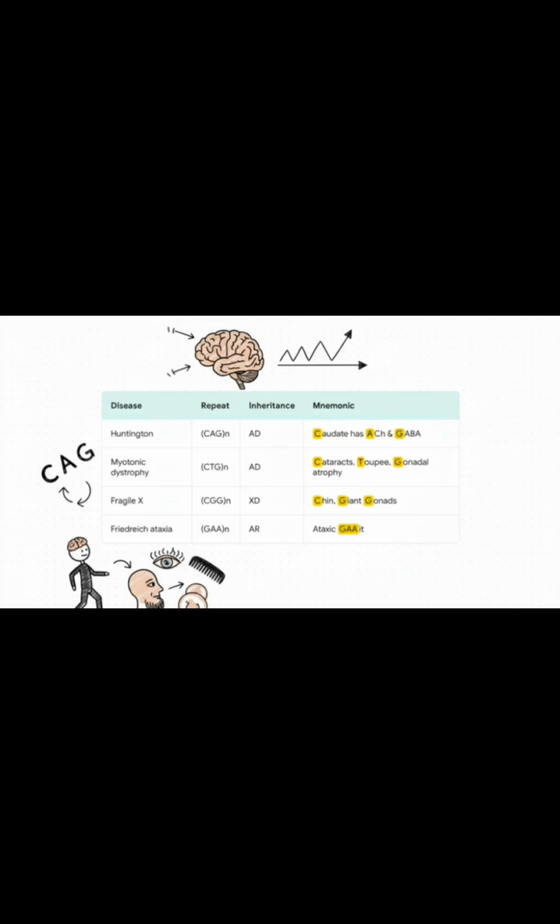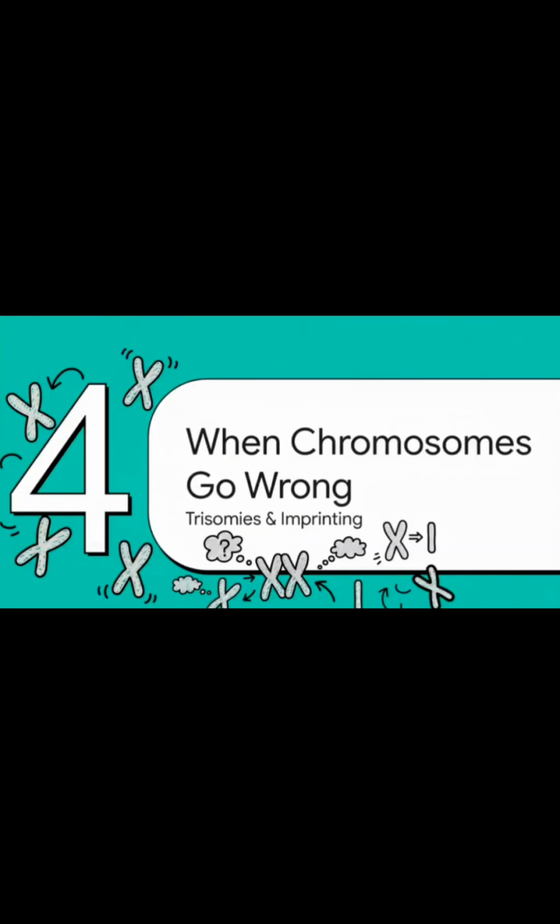For Fragile X, the repeat is CGG. Think, chin that's long and giant gonads. Seriously, these little tricks will save you so much time and stress. All right, let's zoom out.